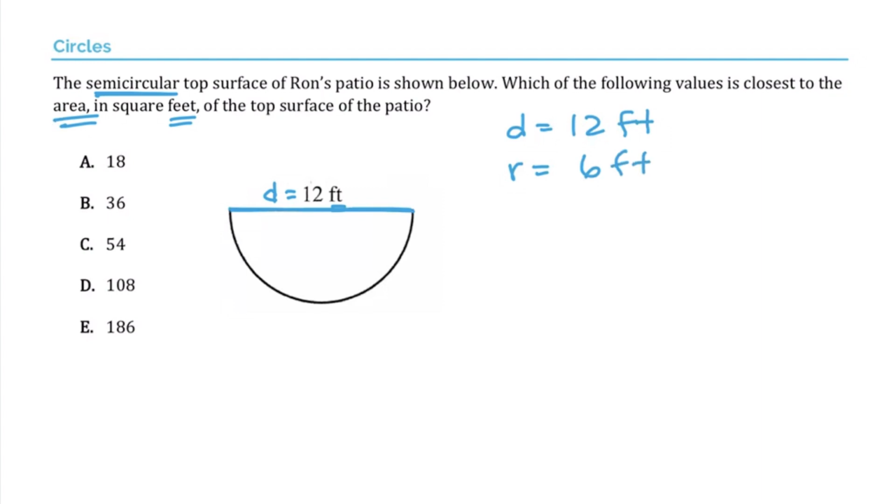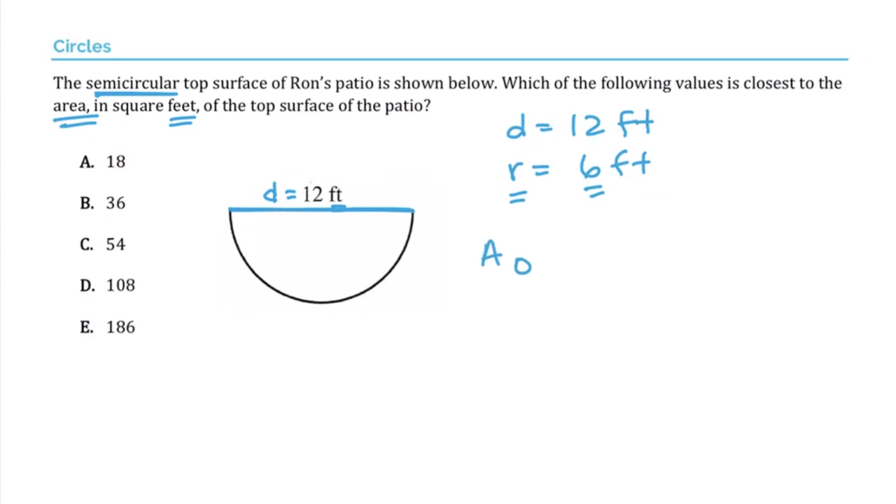The reason I want to be careful here is that a lot of students make the mistake when creating the area equation of a circle. They know it's pi r squared, but then they put in a 12 for the radius because they forget that extra step of going from the diameter to the radius. So the first thing you're going to want to do is take that diameter of 12 feet and calculate the radius of 6 feet.